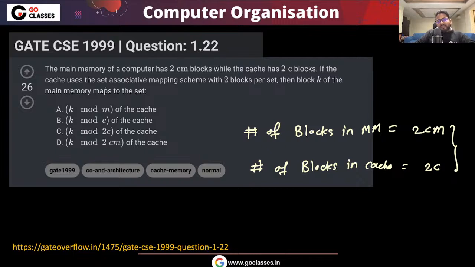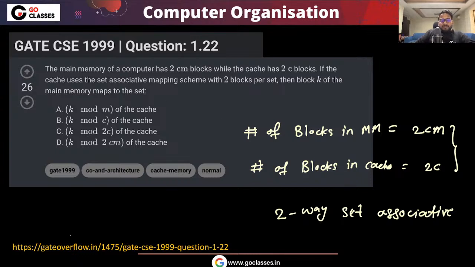If the cache uses set associative mapping with two blocks per set, so associativity, let me write it as k, is 2, given to you. Or maybe let me write two-way set associative. Then block k of main memory maps to which set?